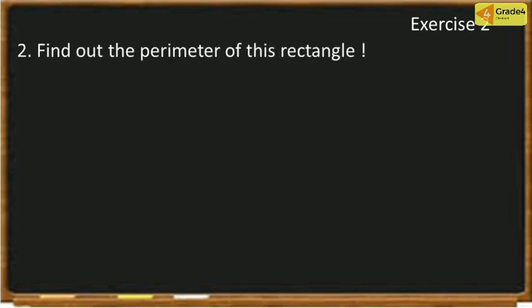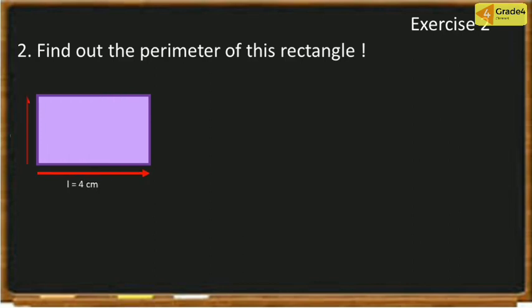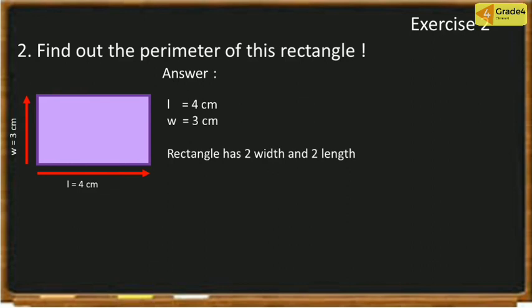Okay friends, this is the last exercise. The question is find out the perimeter of this rectangle. Look at the picture. From this picture, we can answer the length of this rectangle is 4 centimeters and the width of this rectangle is 3 centimeters. Rectangle has 2 widths and 2 lengths.